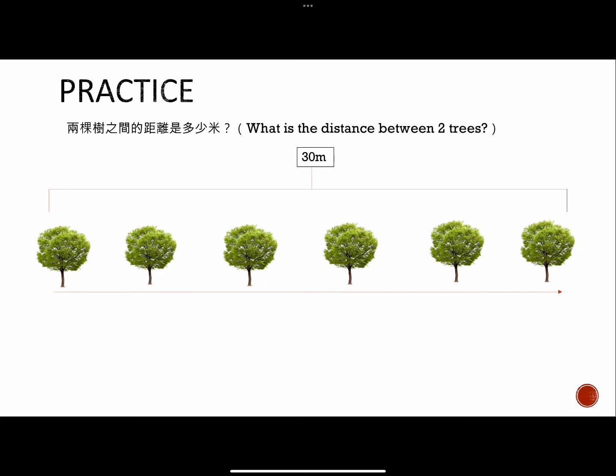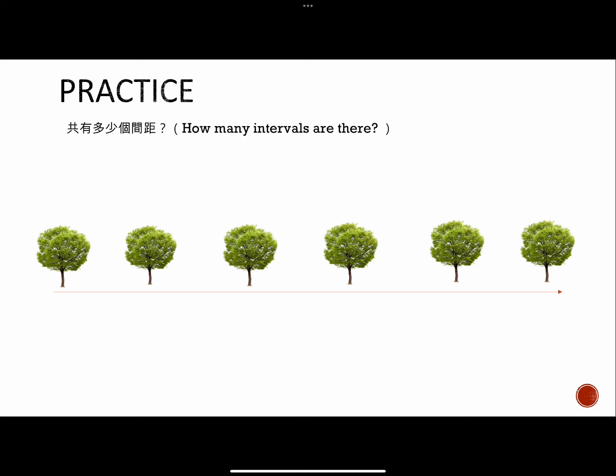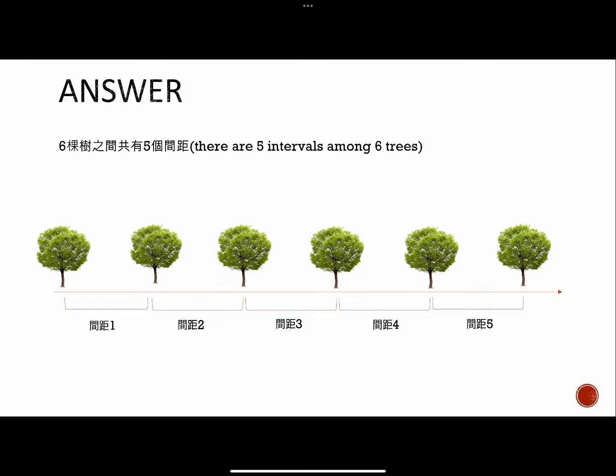It is time for you to try by yourself. Remember the steps I taught at the beginning. Try to find out the total number of intervals first, and then divide the total length into equal parts. Lastly, find out the length of each interval, which is the distance between 2 consecutive trees.